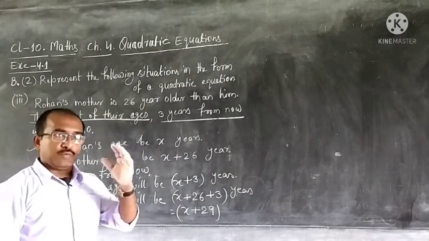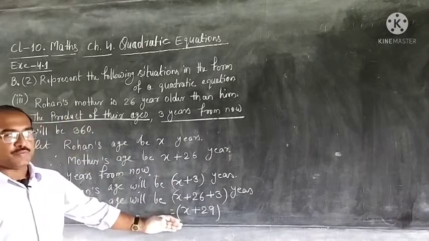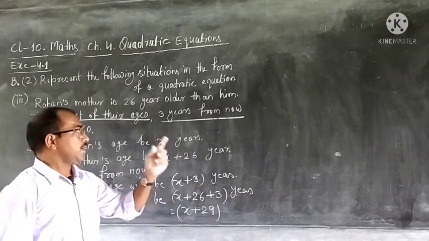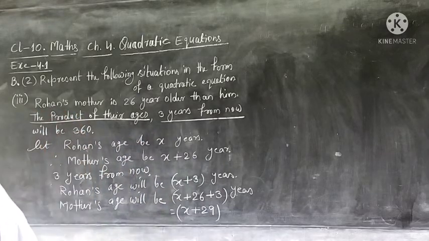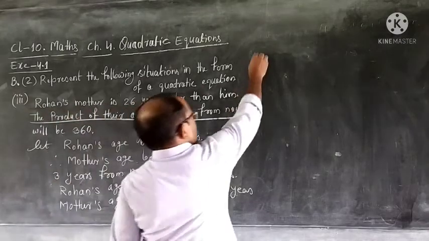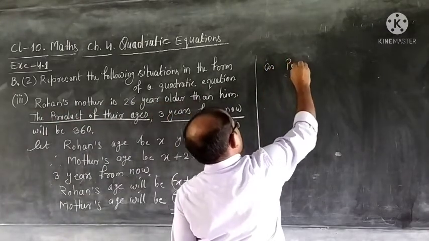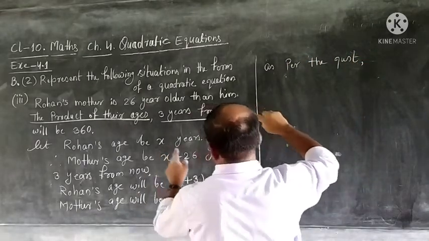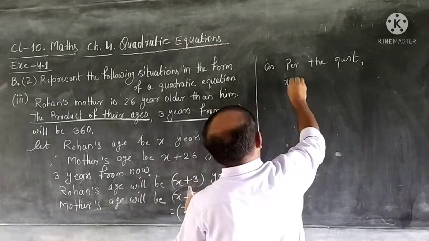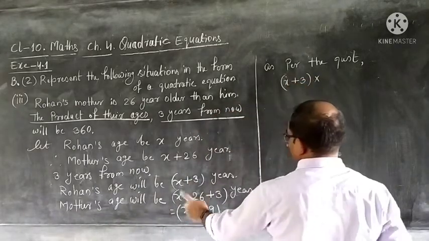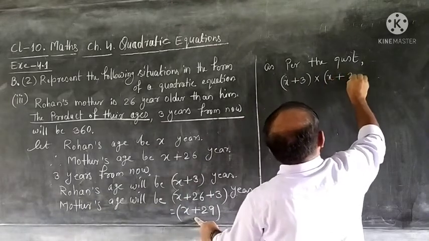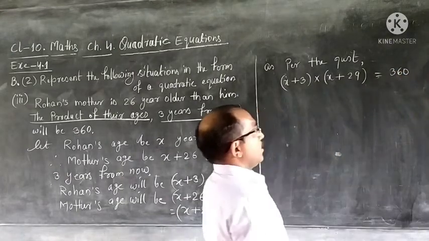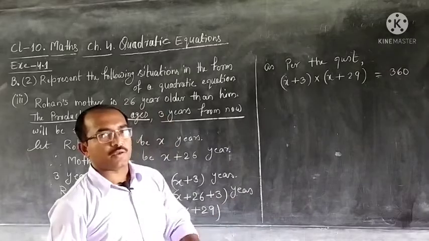After 3 years, what will be the age of Rohan? What will be the age of his mother? If we multiply their ages, that is the product, we will get 360. So, as per the question, the product of their ages 3 years from now, x plus 3 will be Rohan's age, into mother's age x plus 29, and when we multiply the product we will get 360. So, we have reached this step, and then we will simplify and get the quadratic equation.